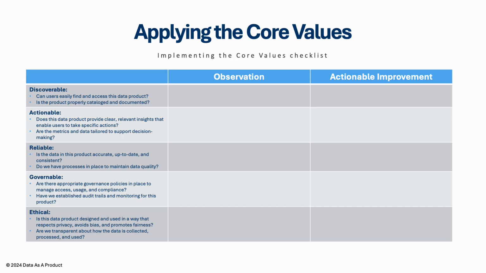So take your selected data product and do just that. For each core value, write down your observations and any potential gaps you identify. For example, if you determine that your data product is not easily discoverable, note that down and consider what steps you could take to improve its discoverability, such as better documentation, indexing, or metadata.